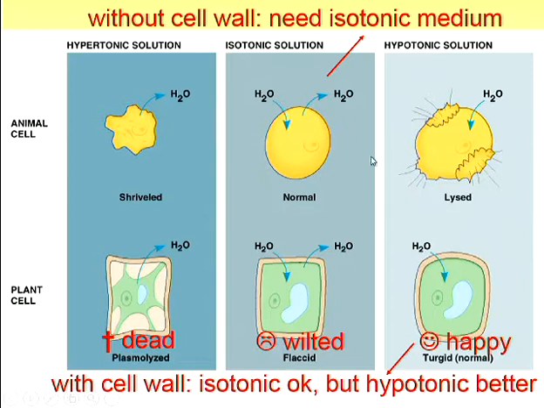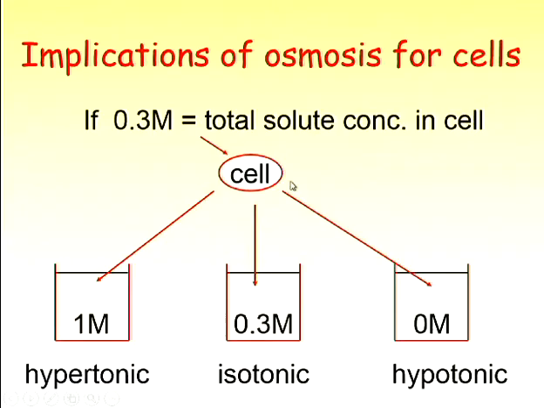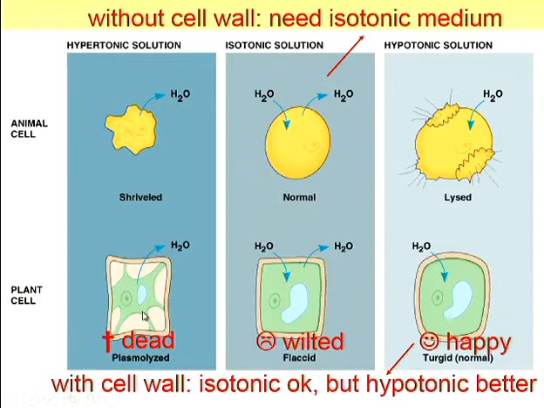So as an example, if you have a cell with a certain concentration, let's say 0.3 molar, this is totally an arbitrary number, and you throw it in three different situations. You throw it in a very high solute concentration, like seawater, then the water will want to go out of the cell into that seawater because the concentration of solutes is higher in the seawater. So that cell is going to shrivel up. That's called plasmolysis. This is going to kill a cell. So if possible, an organism will try to avoid that.